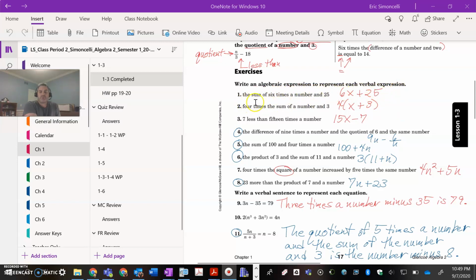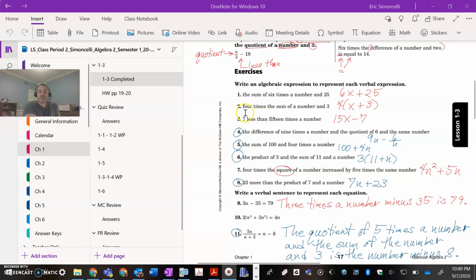So number 1, the sum of 6 times a number and 25. So the sum again means plus or add. 6 times a number, I chose x, and then what? 6 times a number and 25 are being added. So as you can see, 6x plus 25.